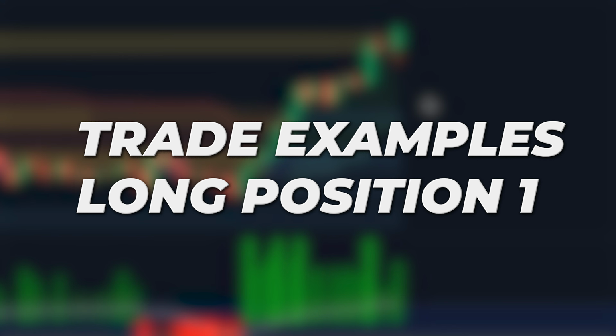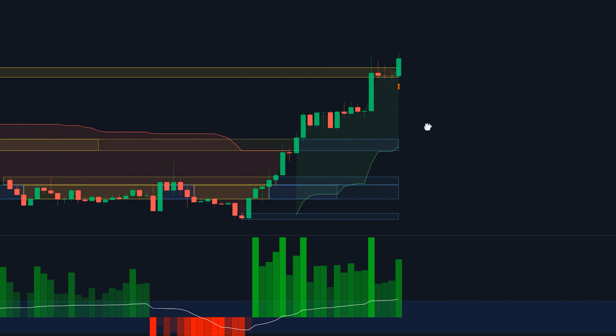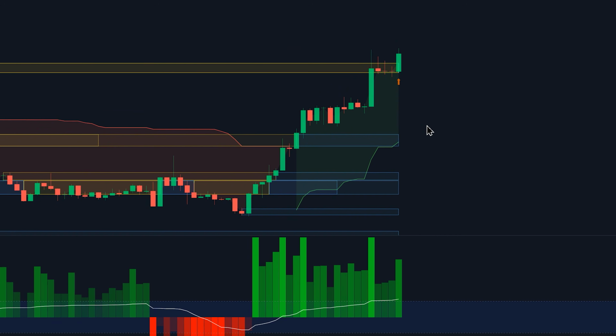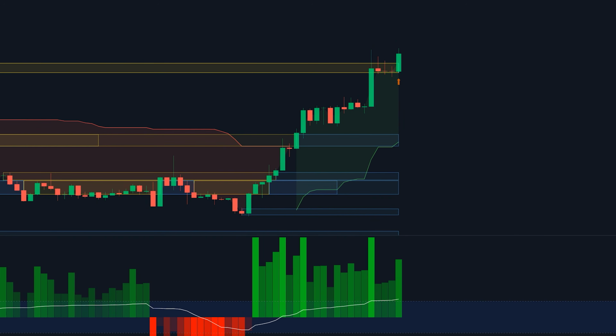To take a long trade with our strategy, these are the conditions. Number 1, we want to confirm that the market is in a bullish trend. For that, we're going to be using the SuperTrend indicator.